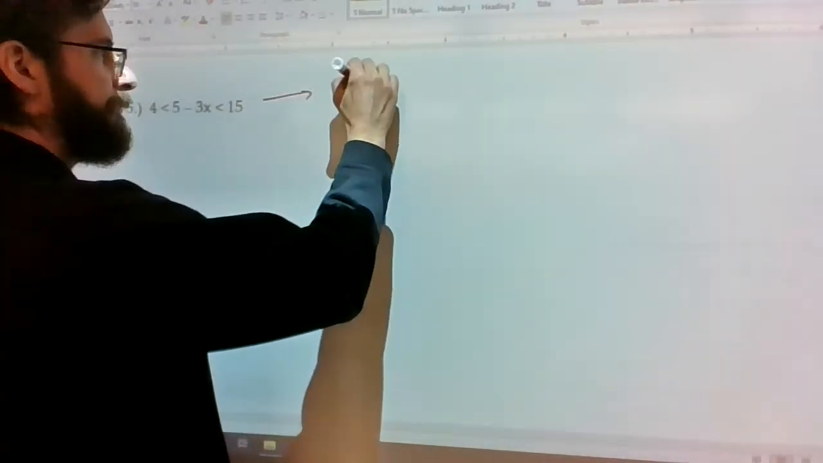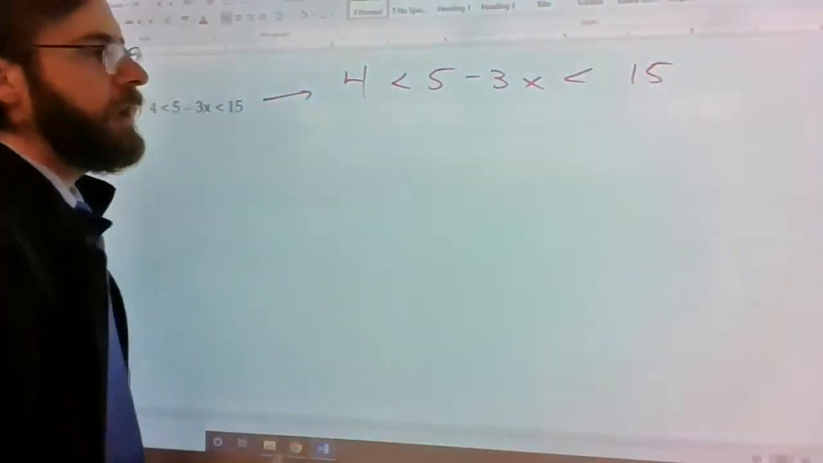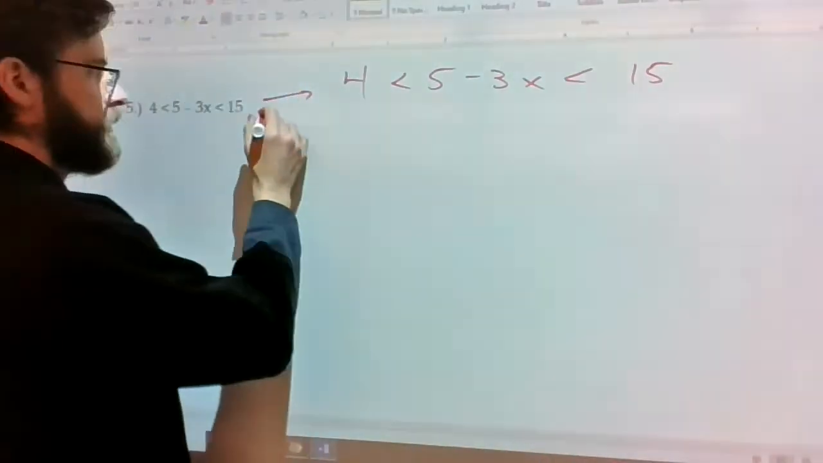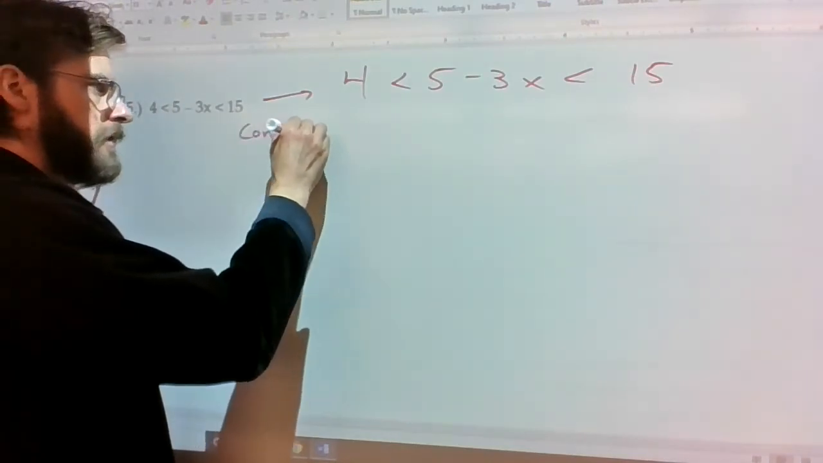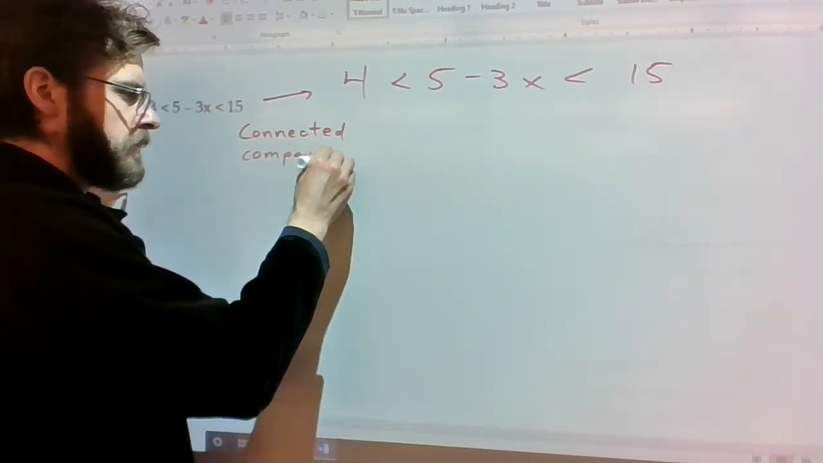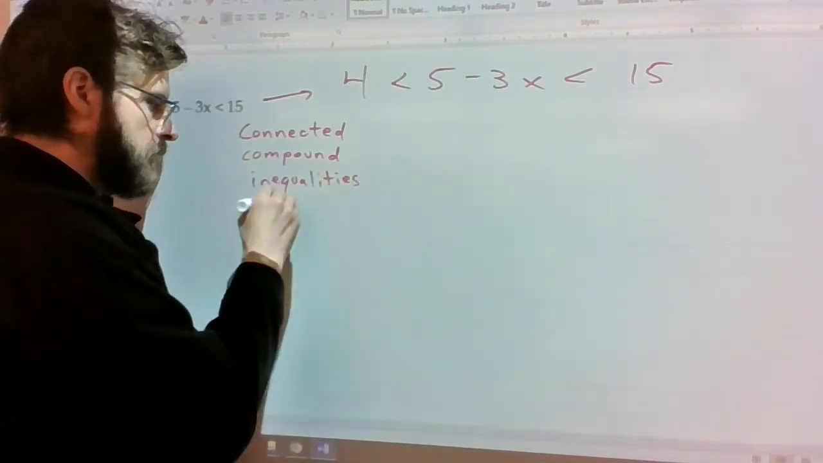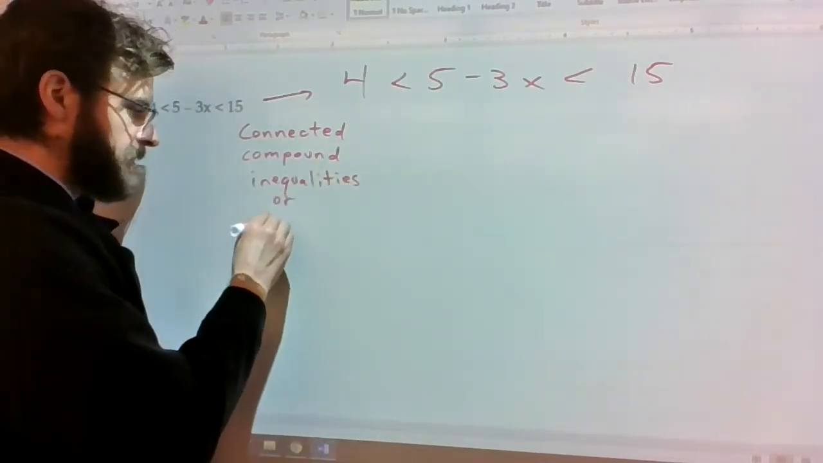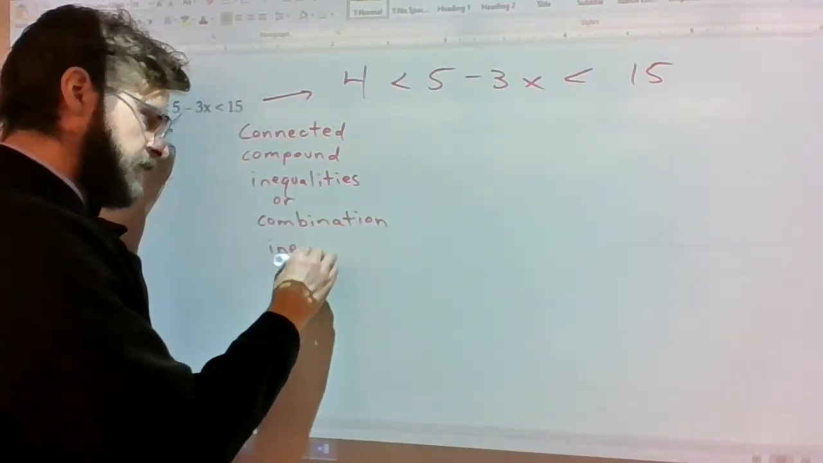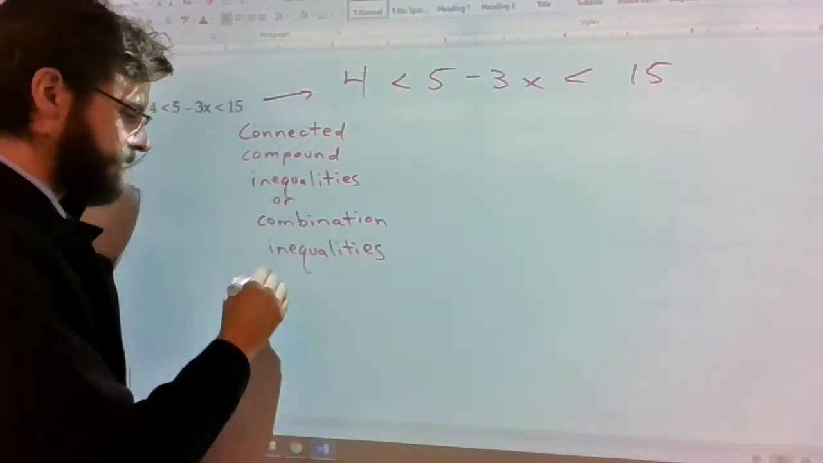So you've got 4 is less than 5 minus 3x is less than 15. Okay, so this is a connected compound inequality. And what you need to know is that connected compound inequalities or combination inequalities are always and statements.